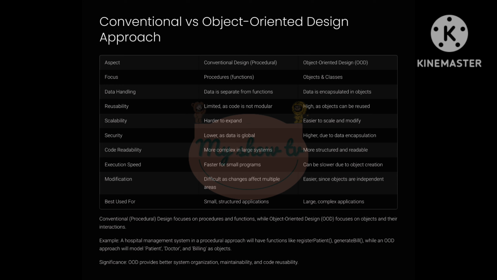9. Best use case. Conventional design is best for small, simple applications, while OOD is suitable for large and complex systems. For example, a hospital management system in a procedural approach may have functions like register patient and generate bill, whereas in an object-oriented approach, we define patient, doctor, and billing as objects with specific responsibilities.